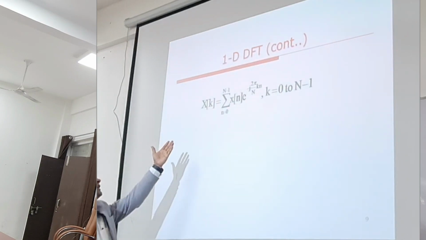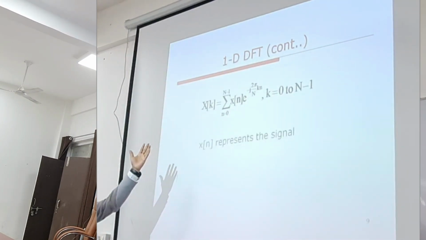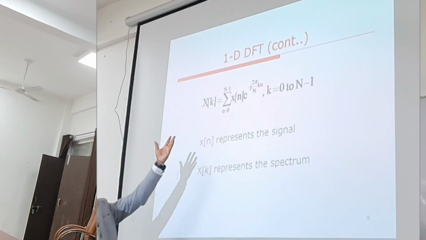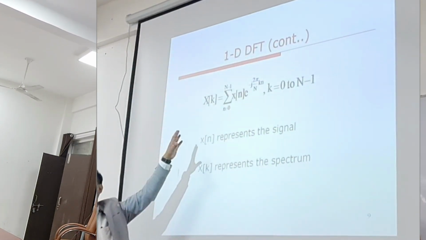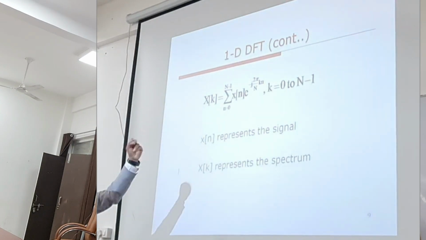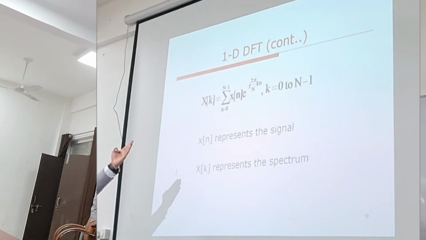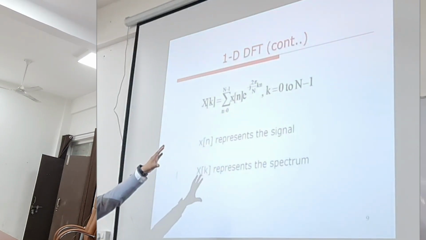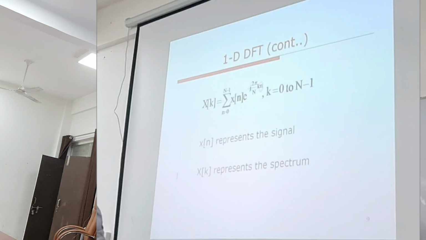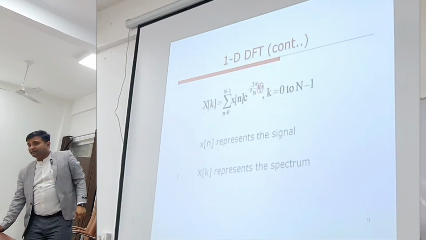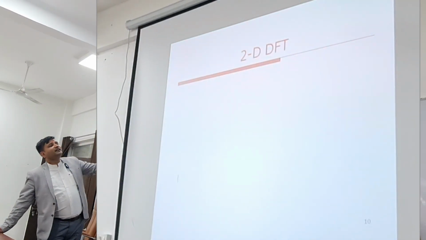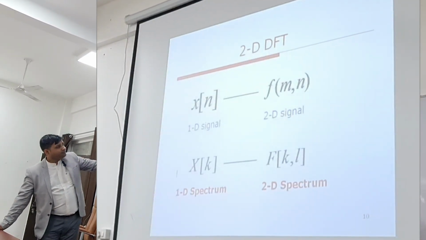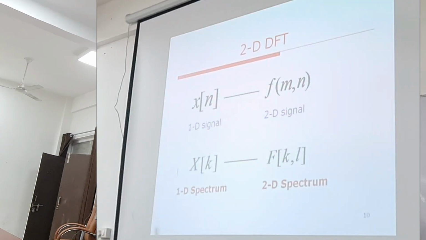This can also be written as, as you studied in the previous lecture in the signals and systems class, X(k) is equal to summation n is equal to 0 to N minus 1 of x(n) e to the power j 2 pi kn, k is equal to 0 to N minus 1. Here x(n) represents the discrete time signal, and X(k) represents the Fourier transform of the given signal. Then the discrete Fourier transform can also be represented in two dimensions.